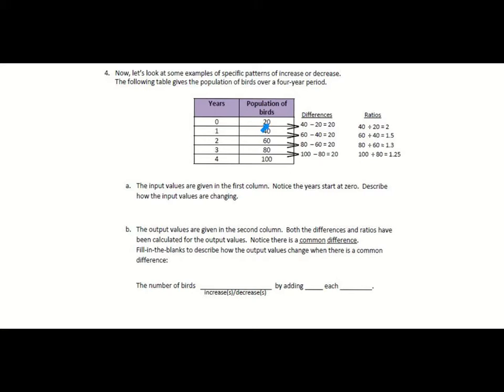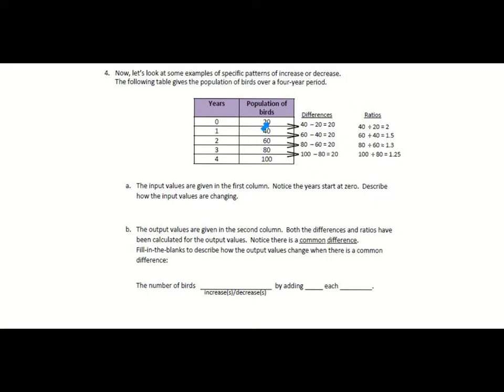You never do 20 minus 40. You always do 40 minus 20, 60 minus 40, 80 minus 60, 100 minus 80, or 40 divided by 20, 60 divided by 40. You always want to find a difference or a ratio, because eventually we're going to figure out whether this is a linear function or an exponential function so that you can draw a graph. A difference means you added or subtracted something to get to the next number, or you multiplied by something to get to the next number. So we're going to find both.